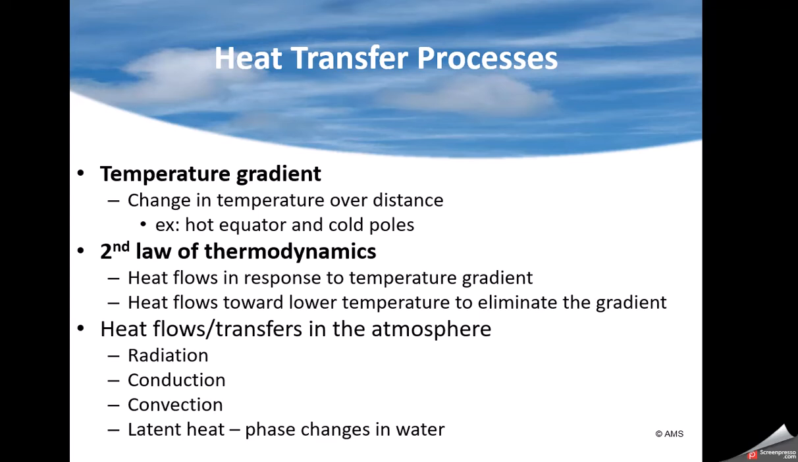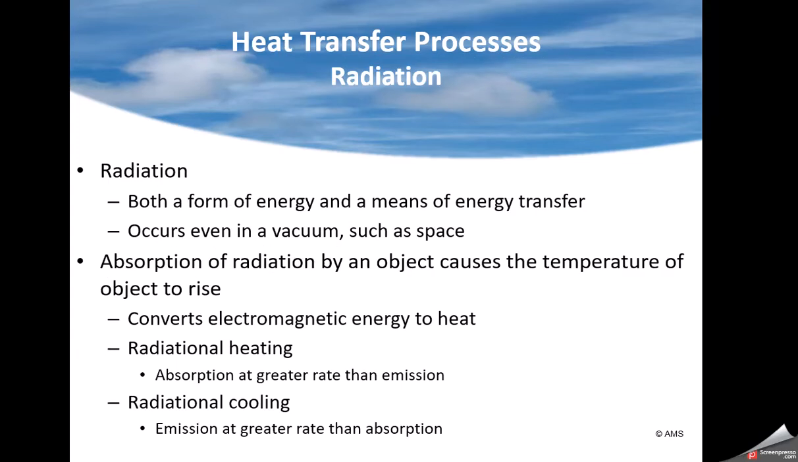Well, radiation. We've talked some about that, how the energy from the sun transfers to the Earth through radiation. Then conduction, convection, and latent heat, which is just phase changes in water. Radiation is a form of energy that can go through a vacuum, can go through air, but it's a way of transferring energy through electromagnetic radiation.